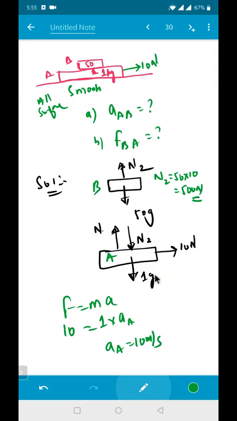Then along the vertical direction, if I'm writing the forces, what is the force exerted by B on A? So force exerted by B on A will be equal to N2. Along horizontal, there is no acceleration for this one. Acceleration of B will be equal to 0. Acceleration of A is equal to 10. So this will be the answer.